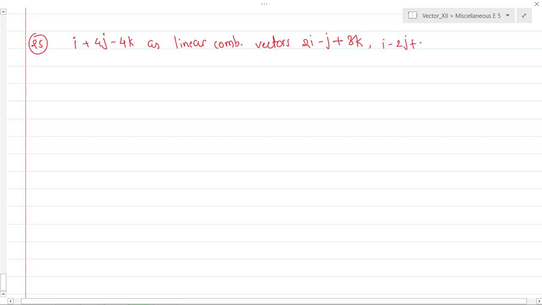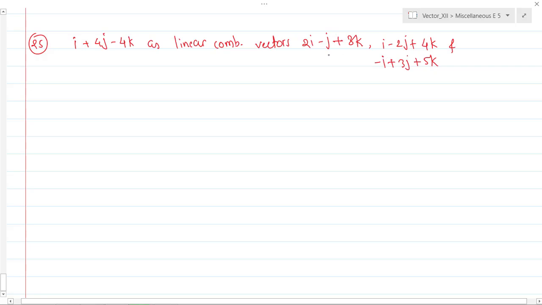Question number 25, and the statement is like this: express the vector i plus 4j minus 4k as a linear combination of the vectors 2i minus j plus 3k, i minus 2j plus 4k, and three more vectors are there, minus i plus 3j plus 5k. I hope I have written the vectors correctly.